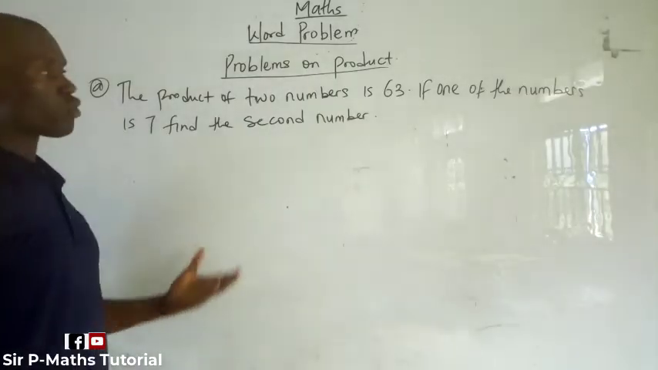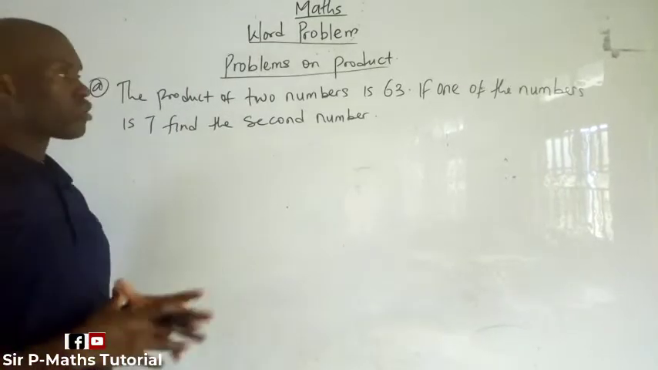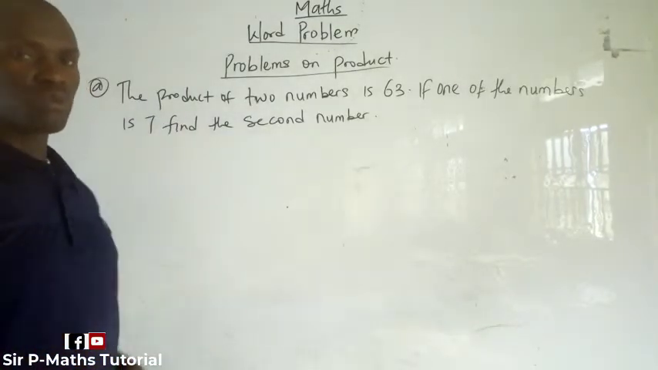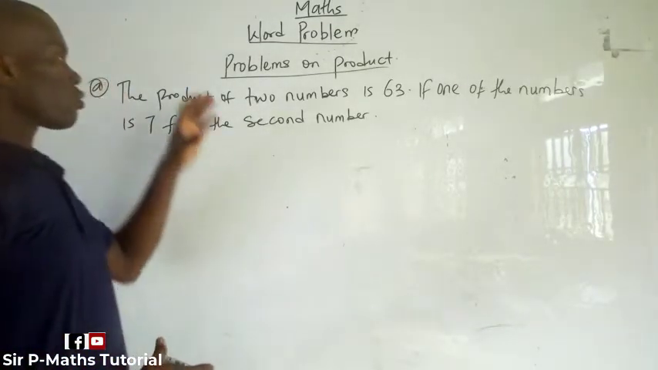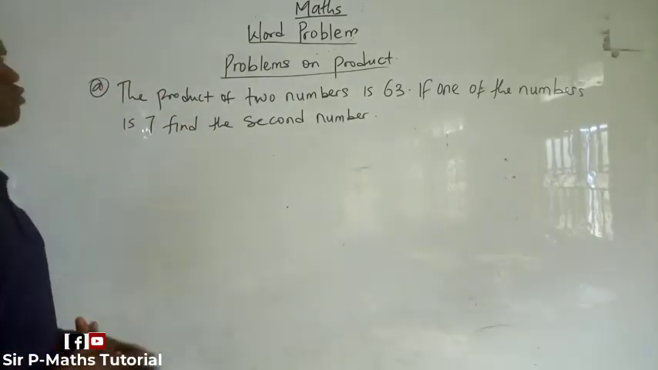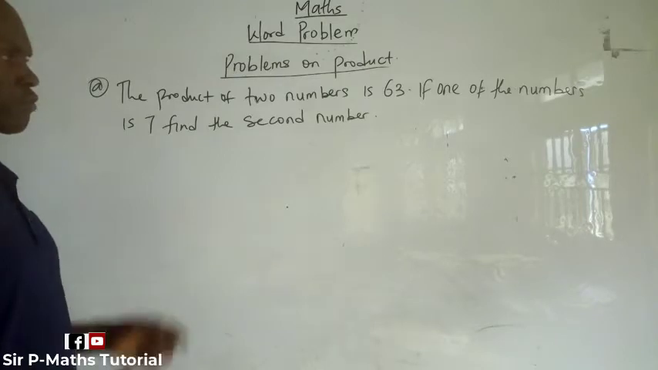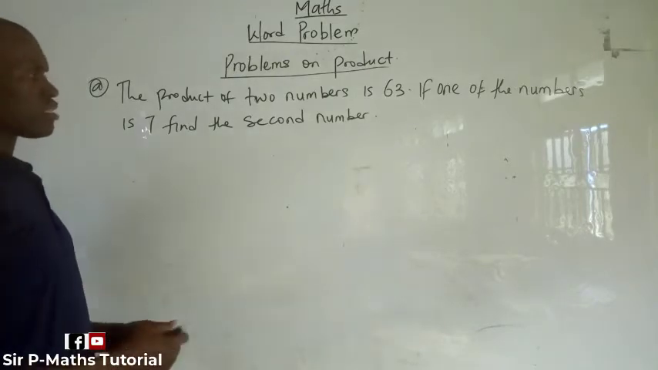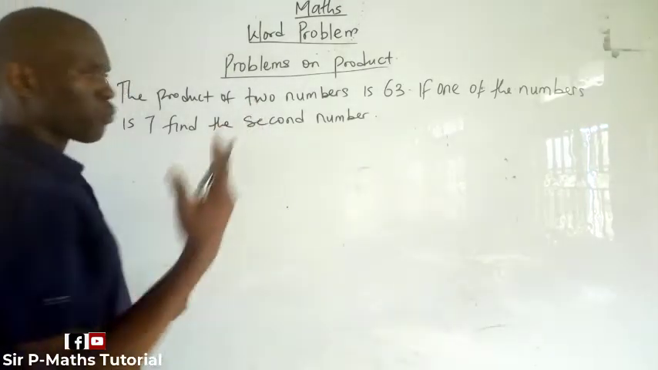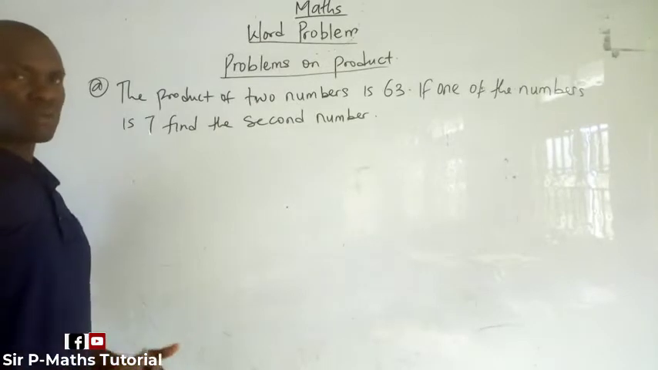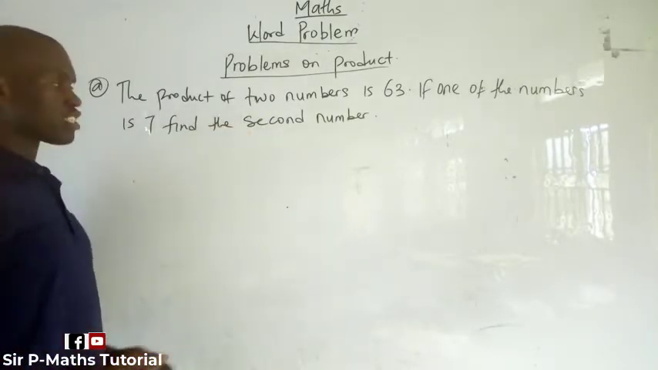Let's look at problems on products. When two numbers are multiplied, the outcome is what we call product. So we have a problem here. The product of two numbers is 63. If one of the numbers is 7, find the second number. This is quite simple. Remember that when two numbers multiply to get another number, we say it is product.